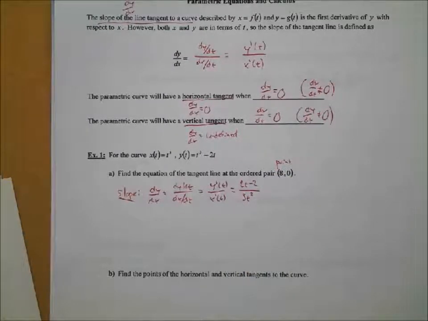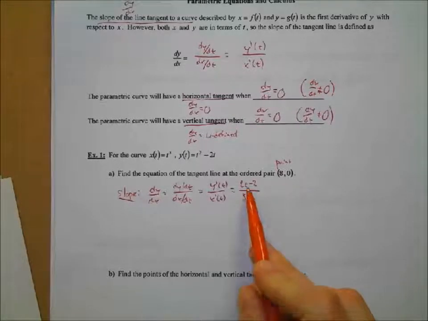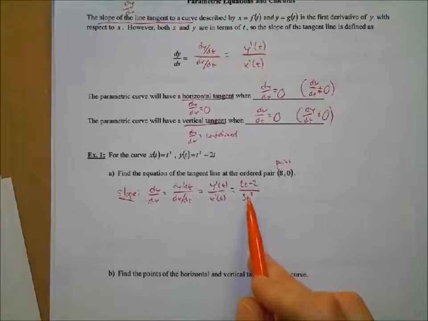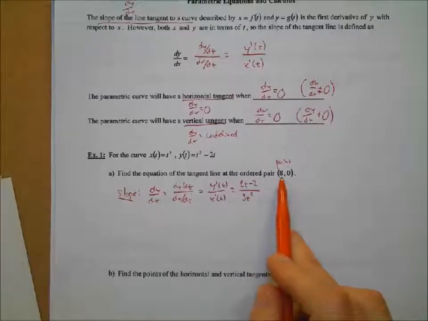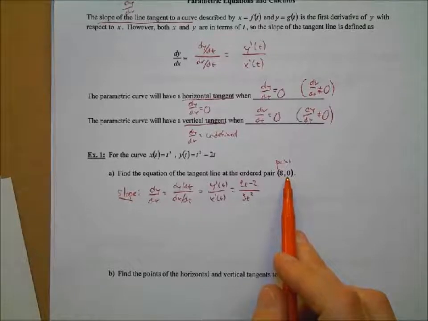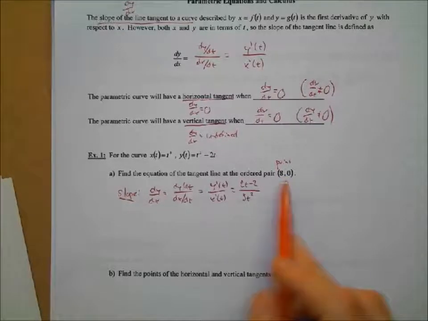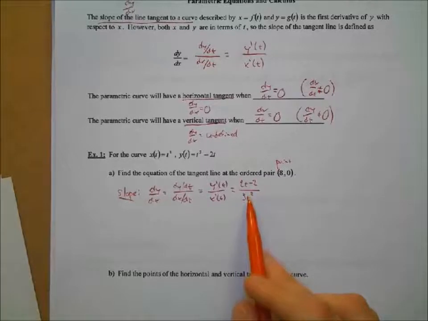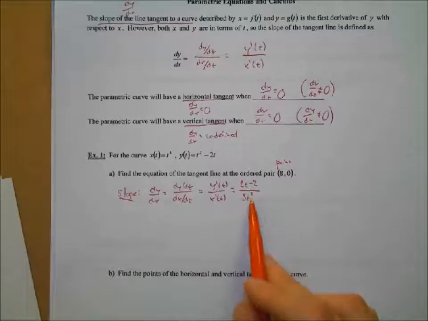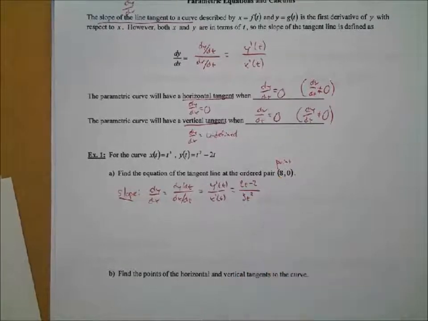All right, and now we just need to plug in our point. So should I plug in 8 for t? Should I plug in 0 for t? No, because 8 is an x coordinate. 0 is a y coordinate. We need a t, a time. How can we figure out what t value to plug in here when we only have an x and a y value? What can we do?